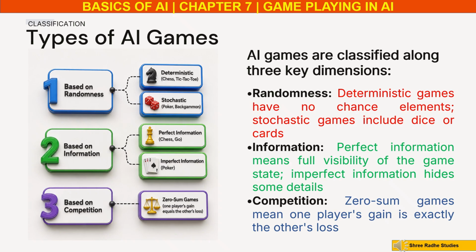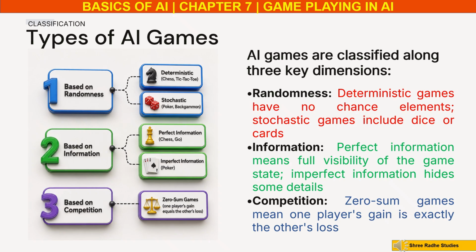Slide 2, Types of AI games. Now, let's understand how AI games are classified. The first classification is based on randomness. In deterministic games, there is no element of luck. Every result depends completely on the player's decisions. Chess and tic-tac-toe are good examples. On the other hand, stochastic games include randomness, such as rolling dice or drawing cards. Games like poker and backgammon belong to this category.